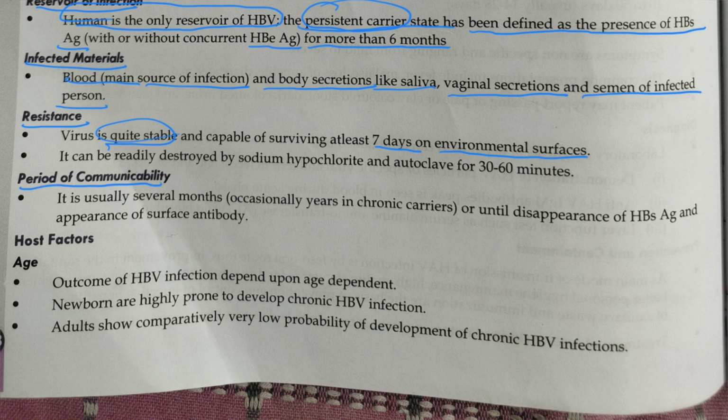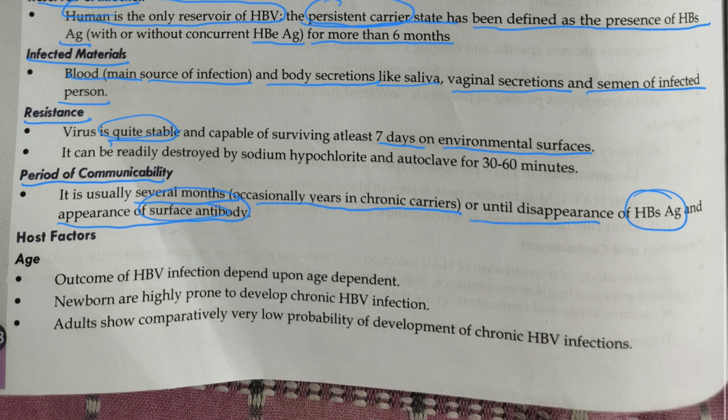Period of communicability. It is usually several months, occasionally years in chronic carriers, until disappearance of HBsAg and appearance of surface antibody. So until this antigen disappears, the person is said to be able to transmit the virus. Okay.